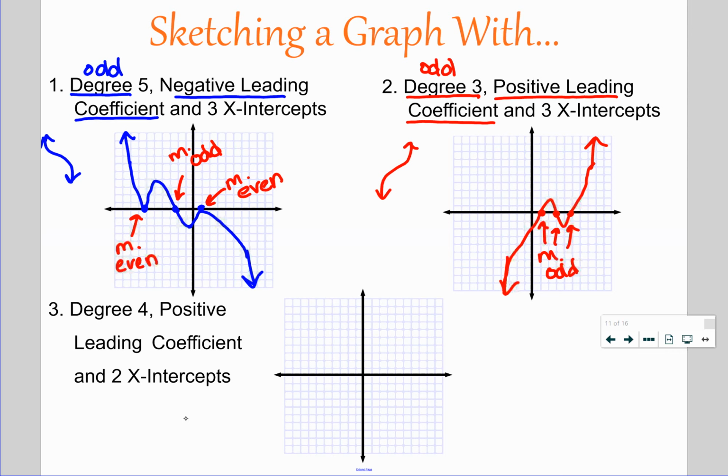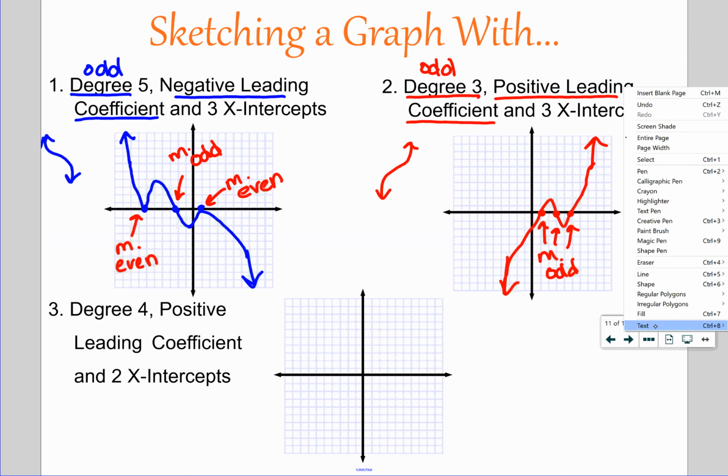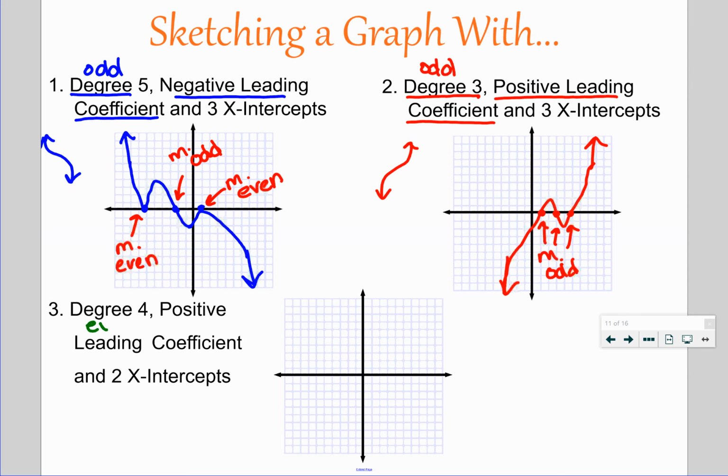Degree 4 polynomial with a positive leading coefficient and 2 x-intercepts. So if it's a degree 4, my degree is even. Positive leading coefficient tells me my ends are going to look something like this, both of them going up. Okay.